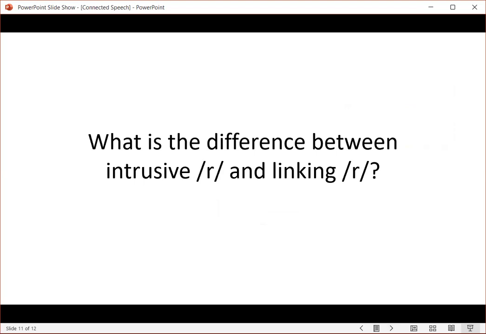The difference between linking R and intrusive R lies in their origin. Linking R occurs when an R sound is pronounced between two vowels, but only if the first word ends in an R in its underlying form or spelling. In contrast, intrusive R appears even when there is no R in the spelling. It is added naturally between vowel sounds to ease pronunciation and maintain the rhythm of speech. While linking R is guided by the word structure, intrusive R arises from the flow of connected speech.